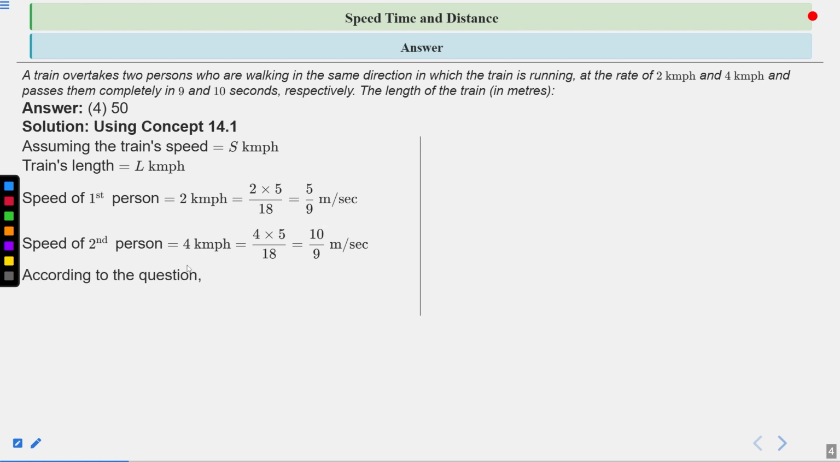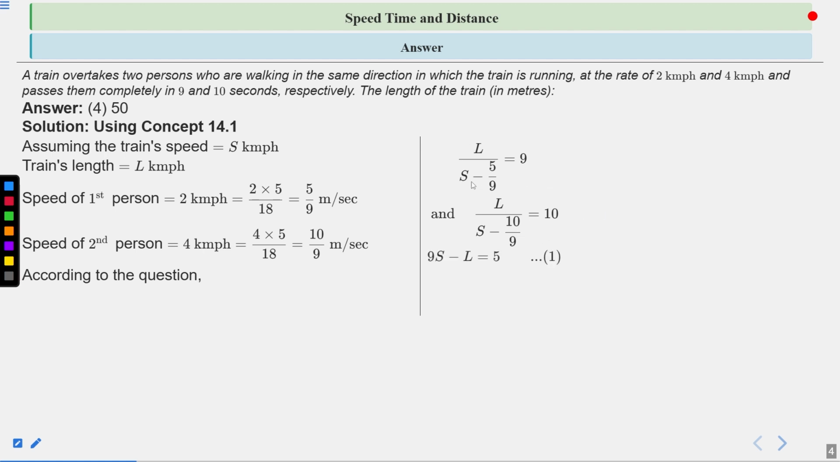So, according to the question, we let L be the length of the train. When a train crosses any person or pole, the train travels its own length. So in this question, the train travels its own length L. So time is distance L upon relative speed, the speed of the train minus the first person's speed, S minus 5 by 9, which is given as 9 seconds. In the same way, L upon S minus 10 upon 9, which is given as 10 seconds.